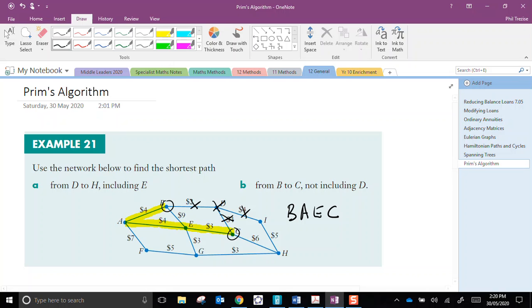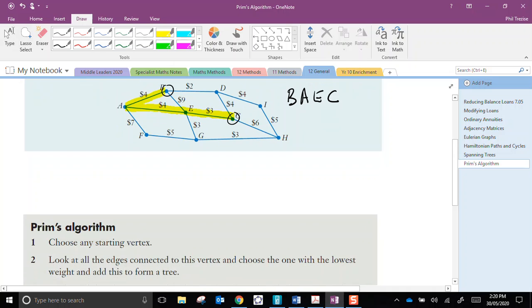Now, if of course D had been allowed, that was excluded this time, but if of course D had been allowed, then a much shorter path would have been straight through here for a cost of only 6. But for some reason, D was forbidden in that particular scenario.